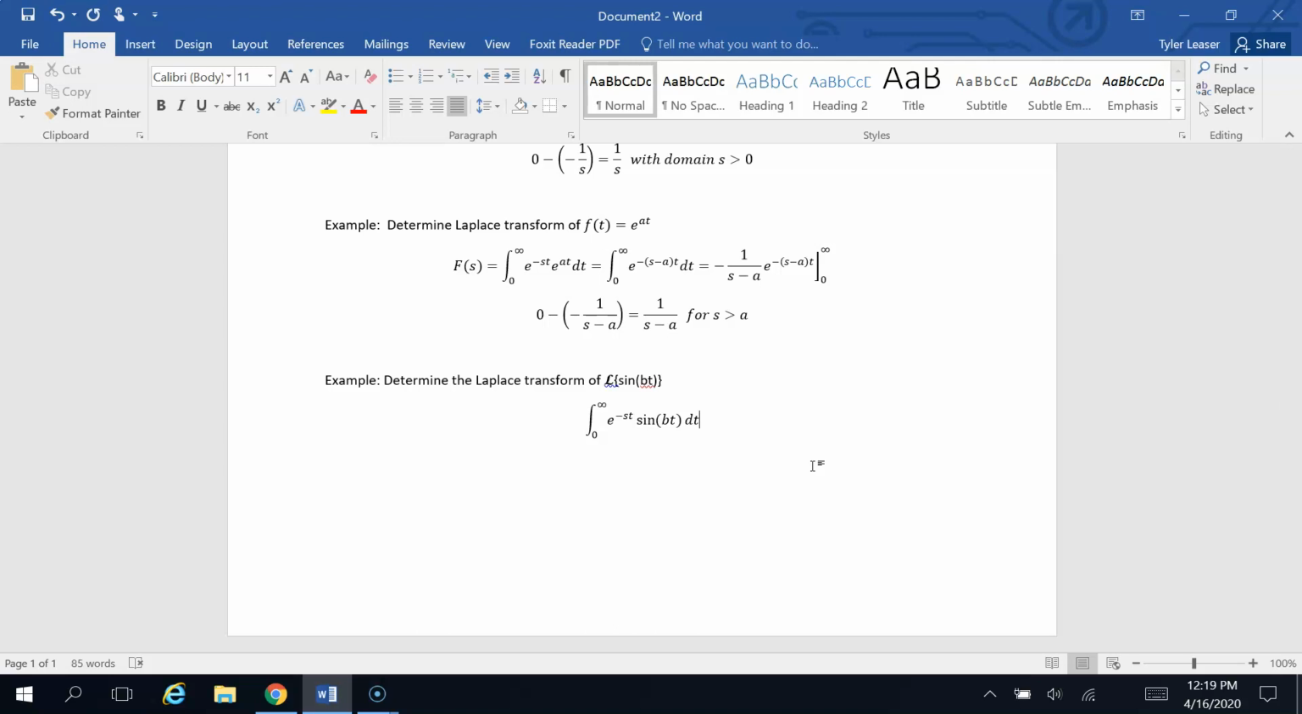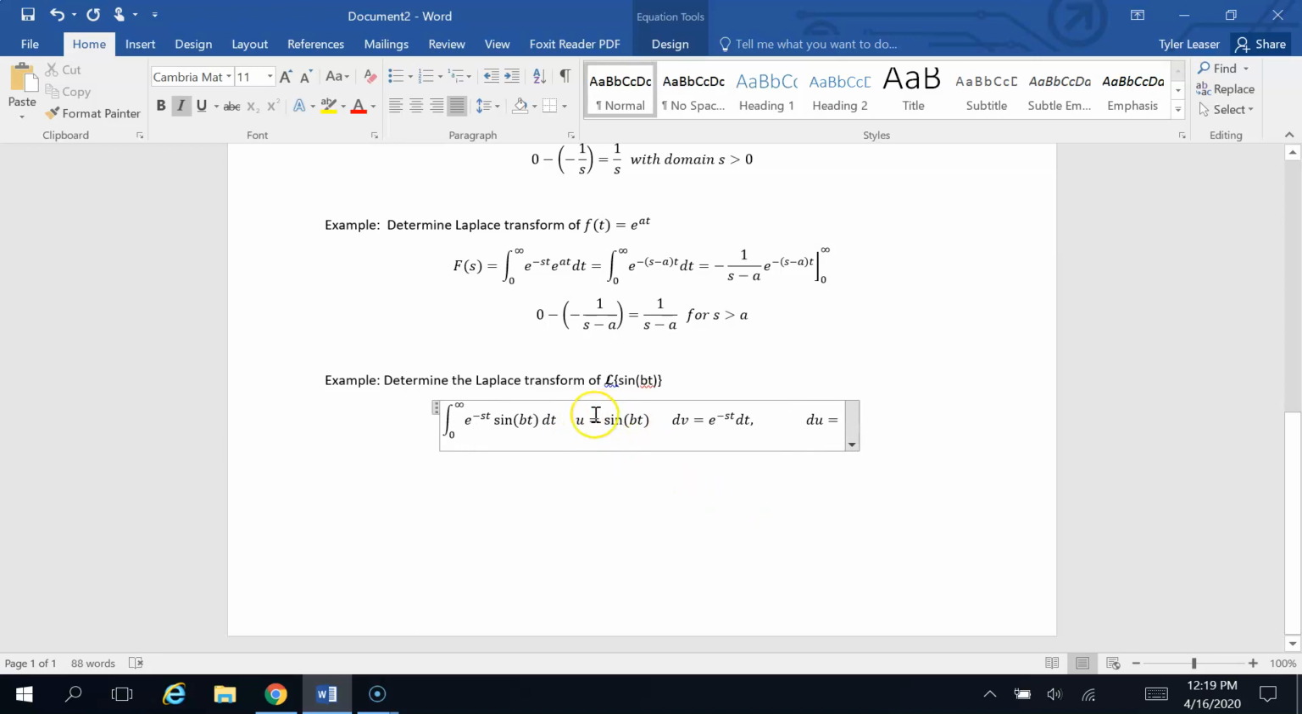As we're going through it, the first thing we need to do for integration by parts is set a u, and then set a dv. It does not really matter which one you set it to be. I'll let the u be sine bt just because that seems to be a little bit easier to take derivatives of. And then dv, I'm going to let that be the e to the negative st dt.